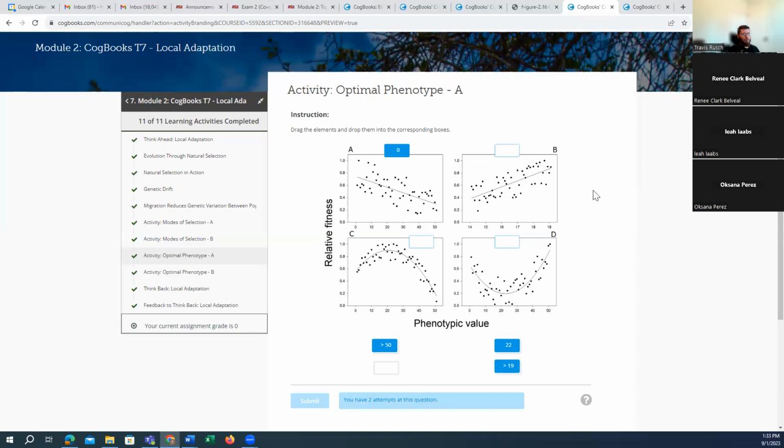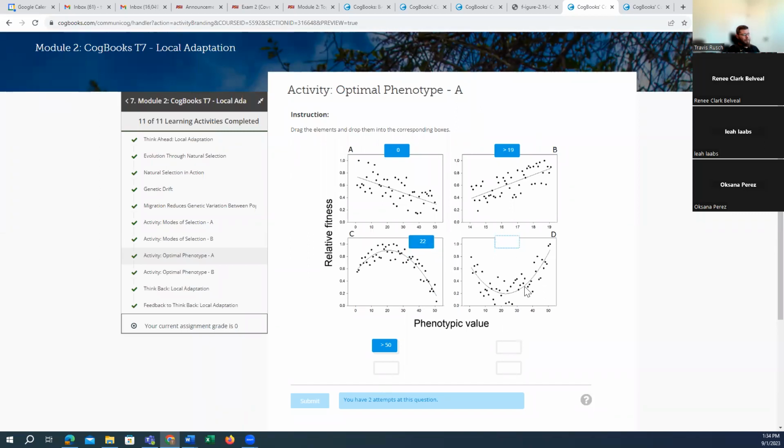Greater than 19. Yeah, right. So it's this general area of the plot. That's the highest fitness. And then that's going to come down here. So yeah, greater than 19. Exactly. What about this plot? Where do we see the highest relative fitness in correlation to the x-axis? 22. Yeah, so obviously it's this general area. If we go down, it's going to be somewhere around 20, maybe a little to the right. 22 seems like the best answer.